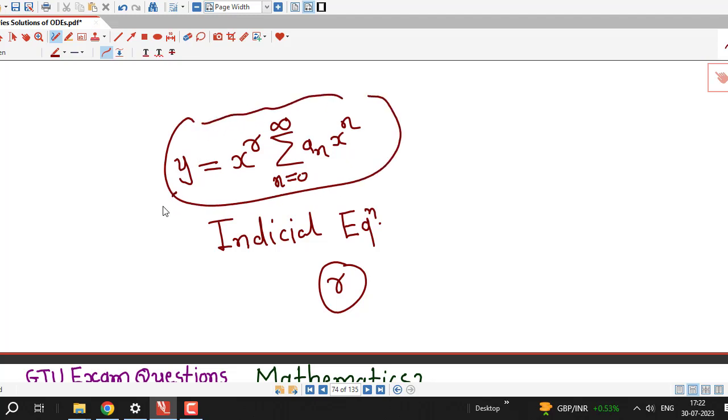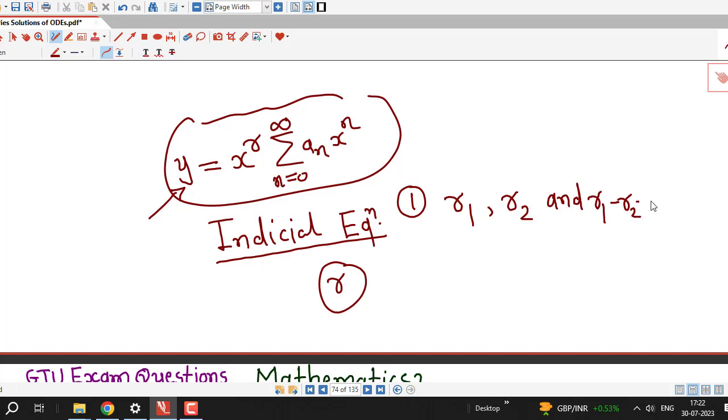and after substituting value of this y in the given differential equation and by comparing the lowest powers of x, we obtain indicial equation in variable r, which is a quadratic equation if our differential equation is of second order. And we know that quadratic equation has two roots that we denote by r1 and r2, and there are different cases: r1 and r2 are distinct and their difference is not an integer. r1 minus r2 is not an integer.